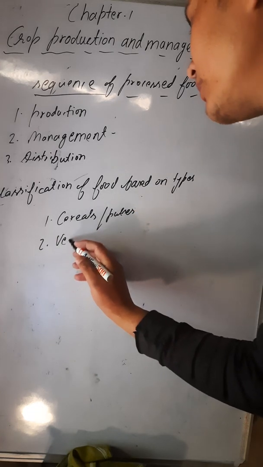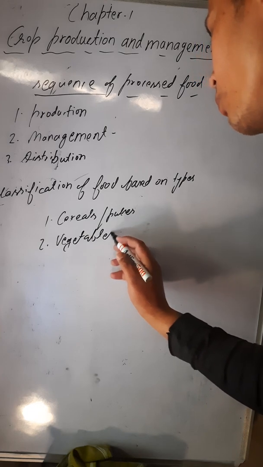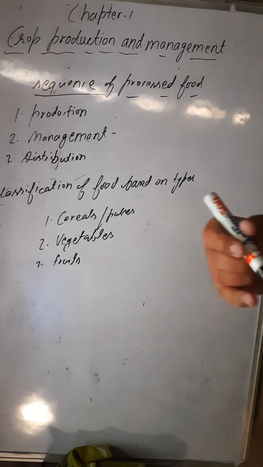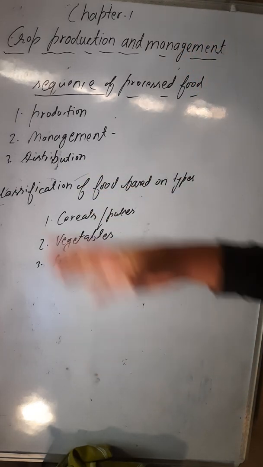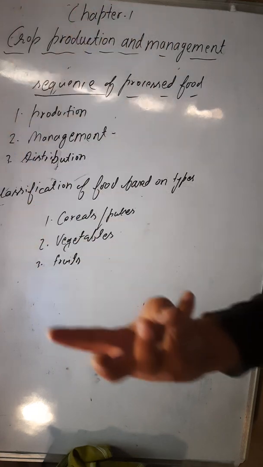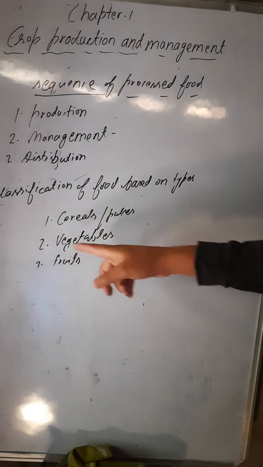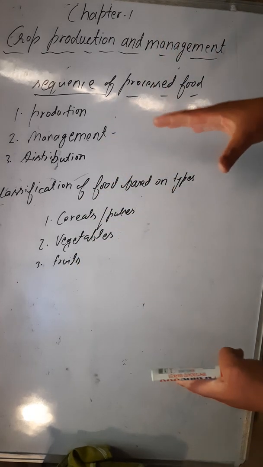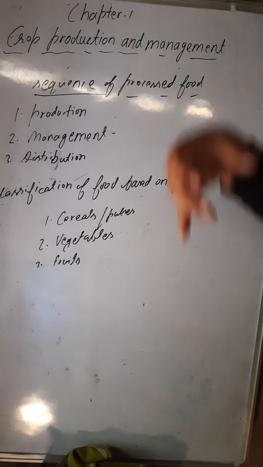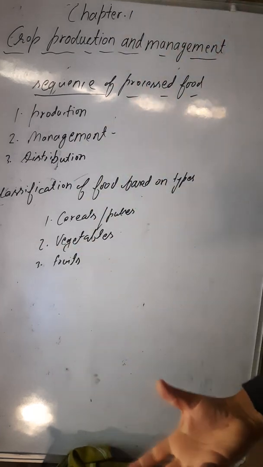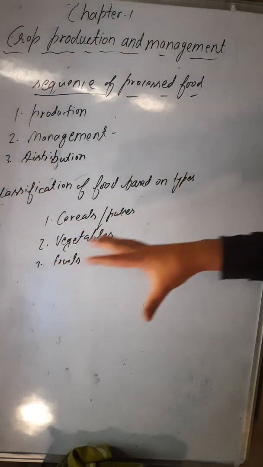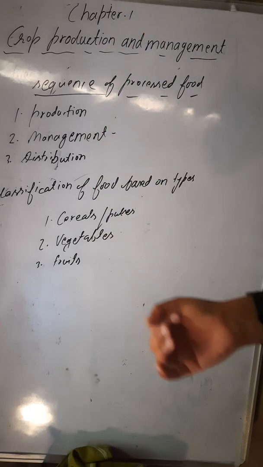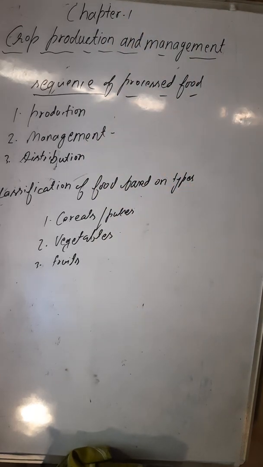Then the second type of food is vegetables, and the third one is fruits. So we can classify food into three categories: cereals or pulses, vegetables, and fruits. This is all to be discussed today in this lecture. Some other topics will be discussed in the next lecture. Just keep making notes of whatever I have taught here. Then stay tuned, keep watching.